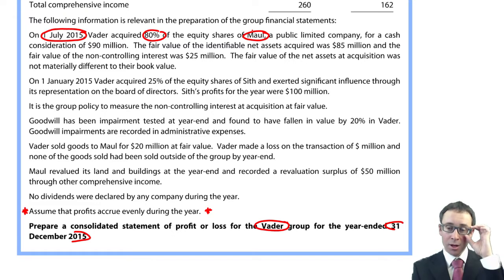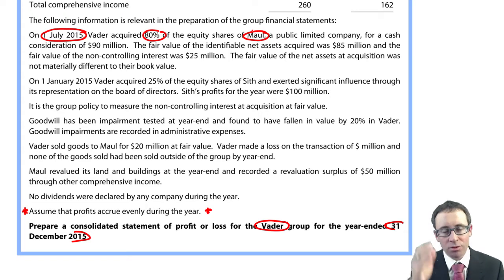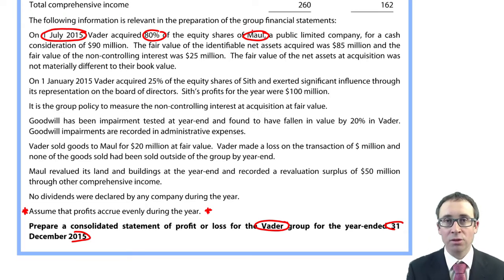So Vader's the parent, Moore's a sub. For a cash consideration of 90, the net assets was 85, the fair value of the NCI was 25, and the fair value of the net assets at acquisition was not materially different to the book value. So there's no fair value adjustment. If there's no fair value adjustment, then there's no extra depreciation, which is a bonus.